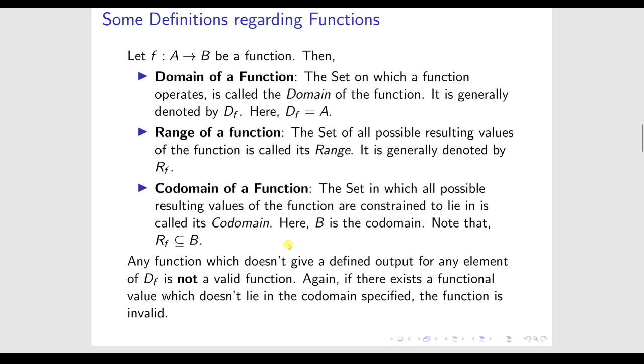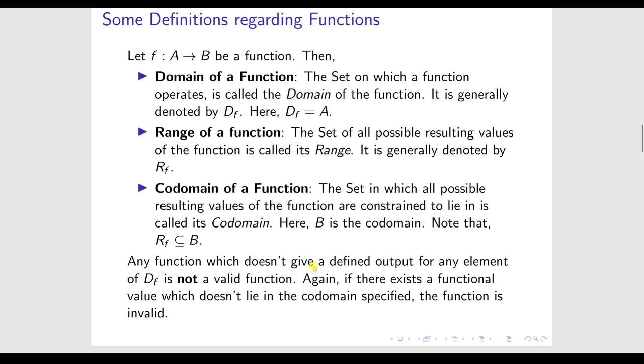Please note that any function which doesn't give a defined output for any element of the domain of f is not a valid function. For example, define f from R to R such that x is mapped to 1 by x. We can see that f is not defined at 0, hence it is not a valid function. If we had excluded 0 from our domain, our f would have been valid.